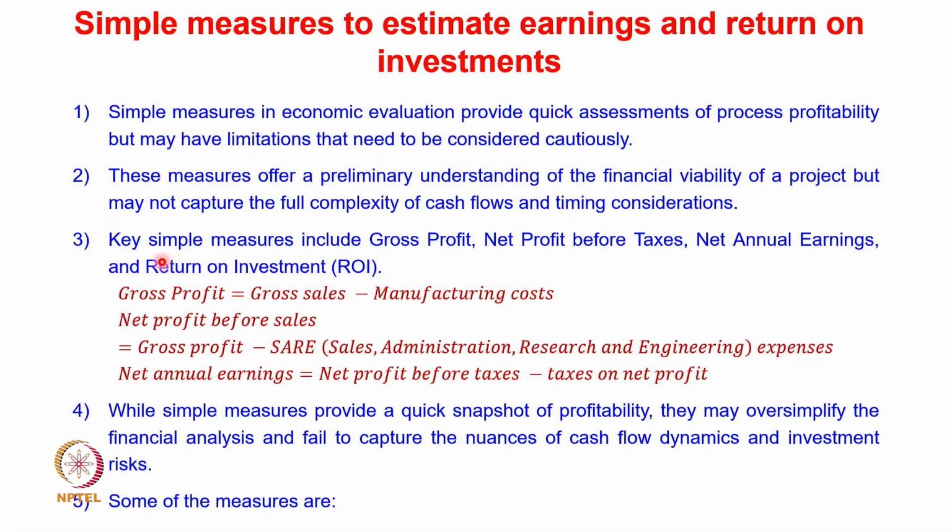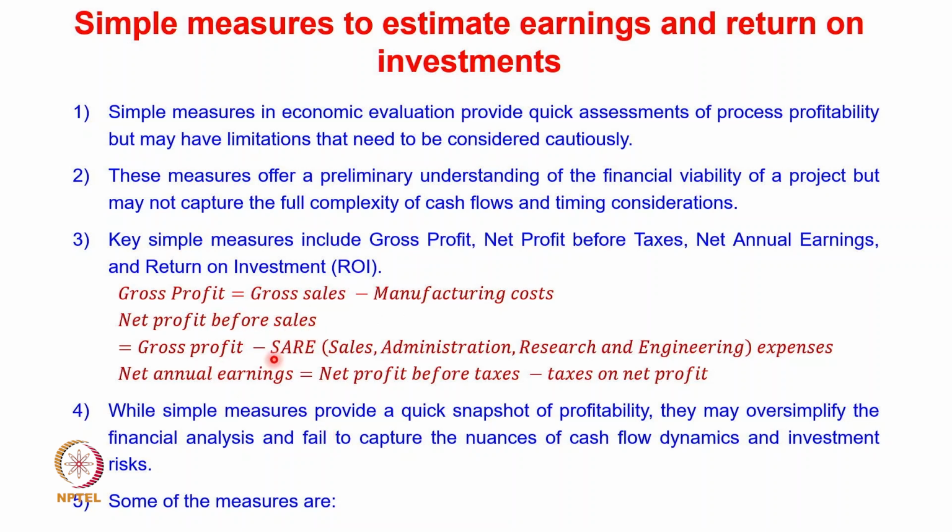Okay, so the key simple measures include gross profit, net profit before taxes, net annual earnings, and return on investment. These are the definitions which are given here. We are going to look at each of these in a little more detail. So gross profit is nothing but what? Gross sales minus manufacturing cost, that is the gross profit.